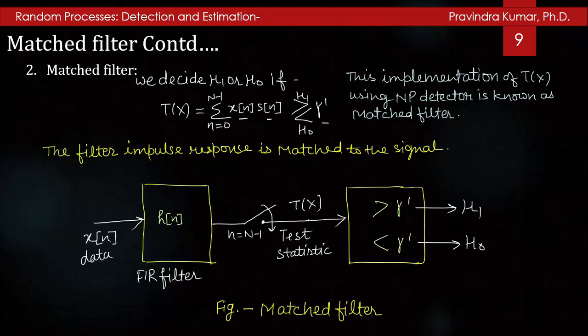And the block diagram of the matched filter, you can see here x[n], and you will have the FIR filter h[n], and here the test statistic. Then it will be compared with the threshold value gamma dash, and if it is greater than gamma dash, then we decide in favor of hypothesis H1, and if the test statistic is less than the threshold value, then we decide in favor of H0. The matched filter impulse response is obtained by flipping the signal s[n] about n = 0 and shifting to the right by N-1 samples. It means you are taking some kind of convolution.